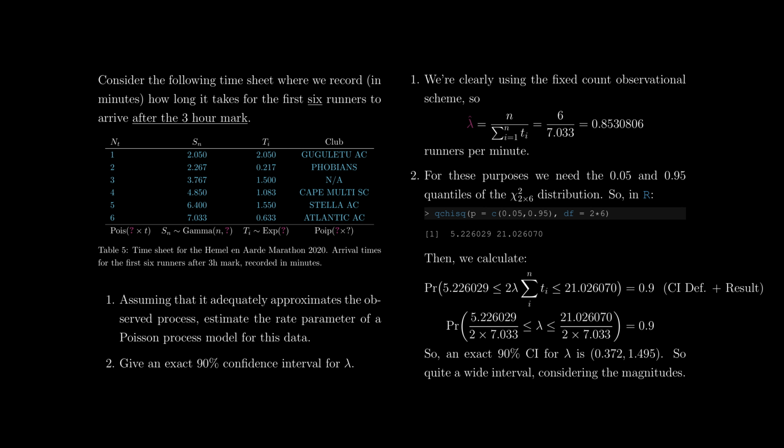0.1495. Now, if we look at our estimate of lambda, so lambda hat is 0.85, and we look at that interval, we can see, based on the magnitudes here, that there's quite a bit of variation. So we're not quite as certain about what that value is, but that might just be a function of the data. We've only got 6 observations here, so perhaps not unexpected.